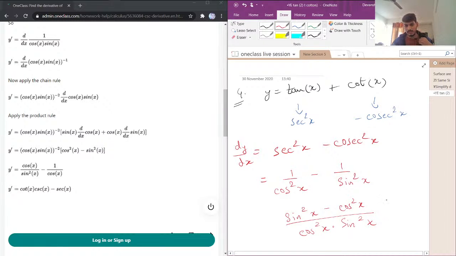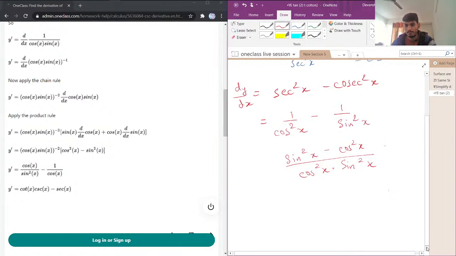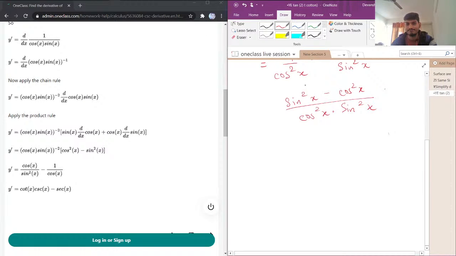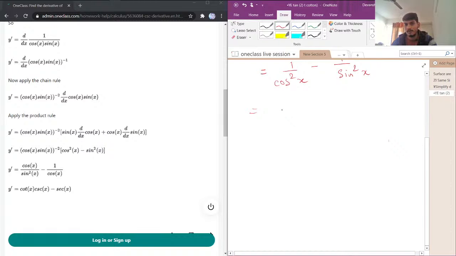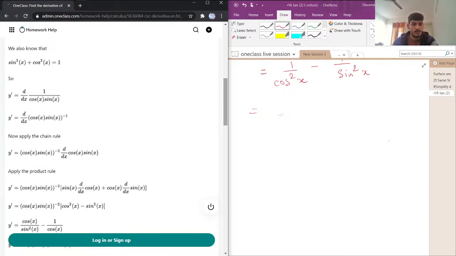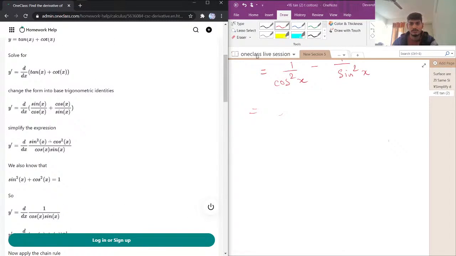Now, let me multiply and divide it with something. Nope, nothing will happen. Not this step. Let us go with this solution first.